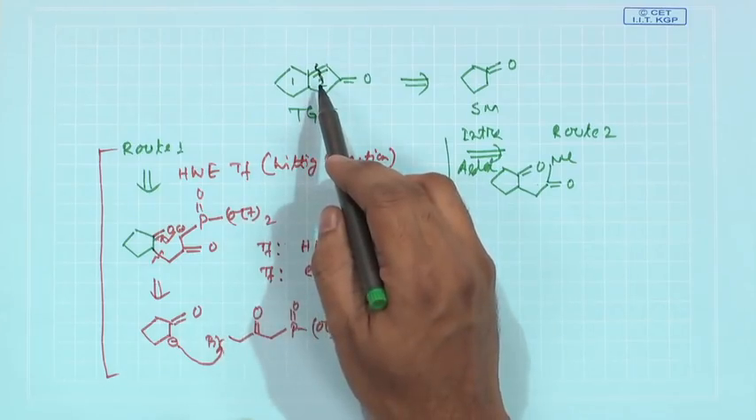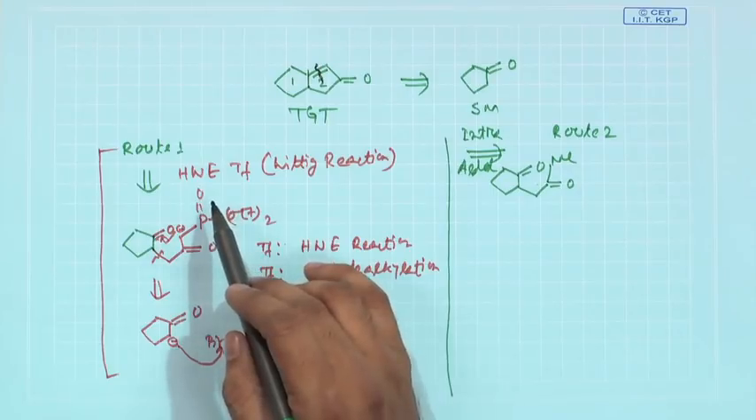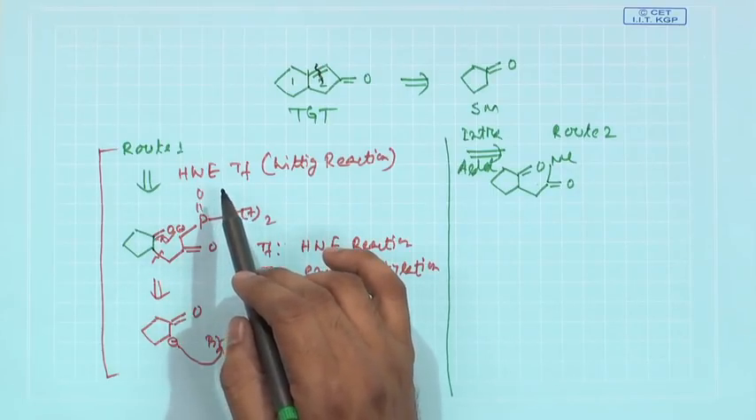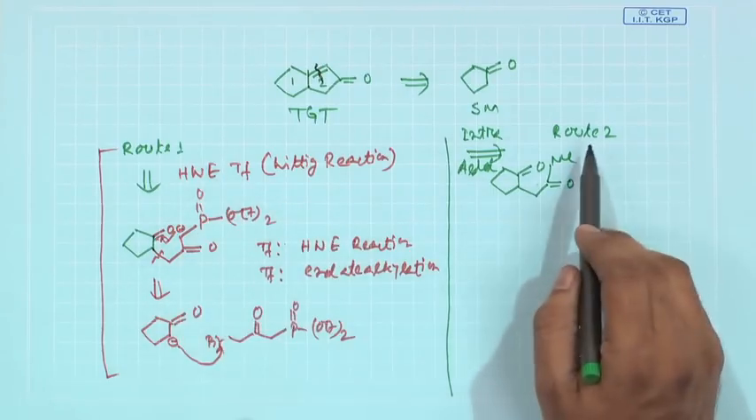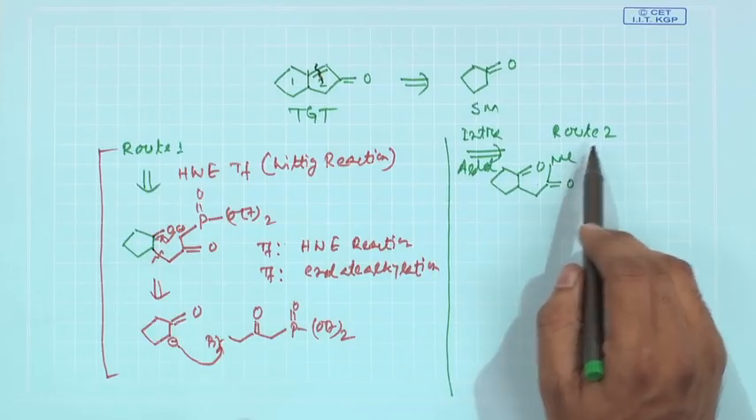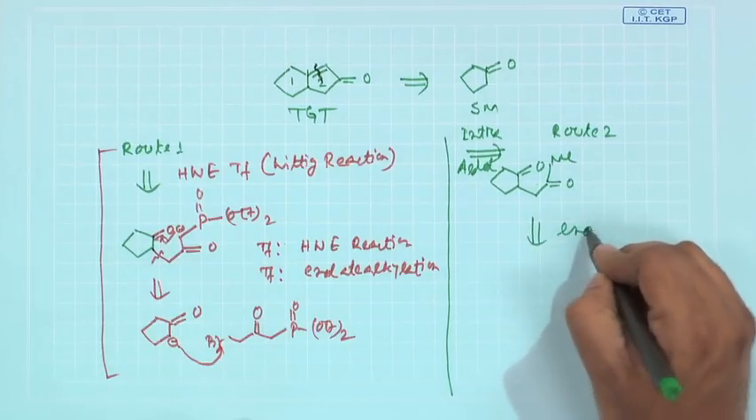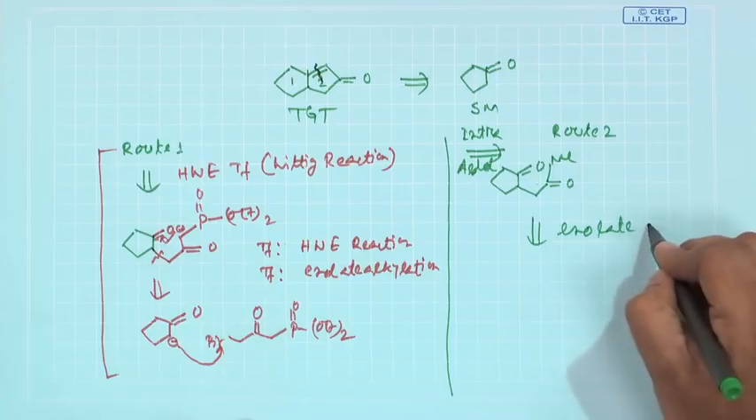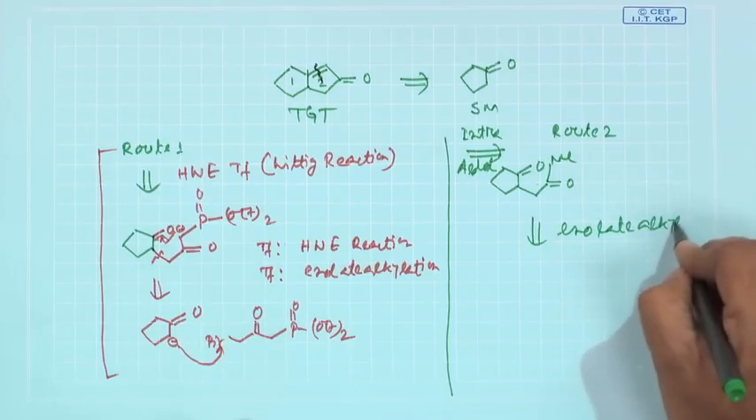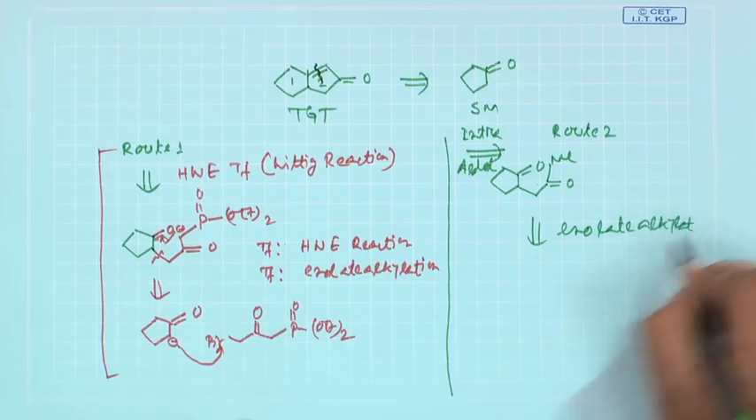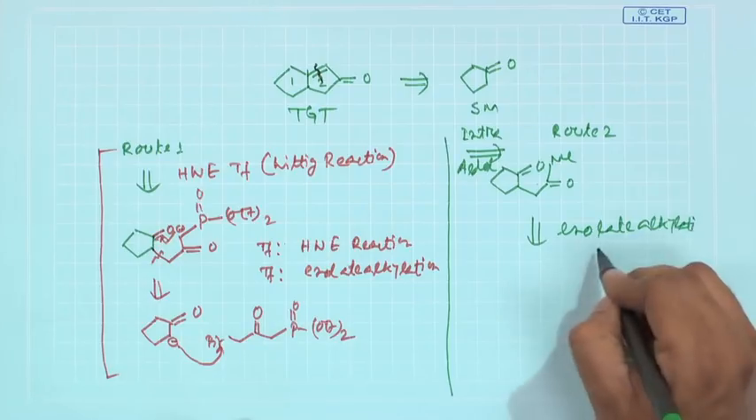You can in principle construct it through two similar types of reaction, because this reaction is basically a carbon-carbon bond forming reaction. You can use an intramolecular Wittig reaction or a Horner-Wadsworth-Emmons reaction, or you can do an intramolecular aldol reaction. Now, the aldol reaction probably all of you are aware of. That is why I said this route is a simplified route. Now, the next retro is based on enolate alkylation.